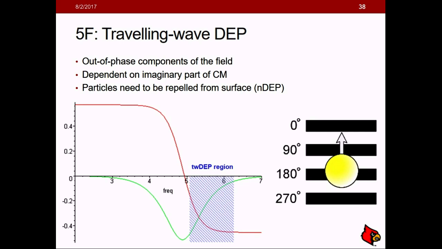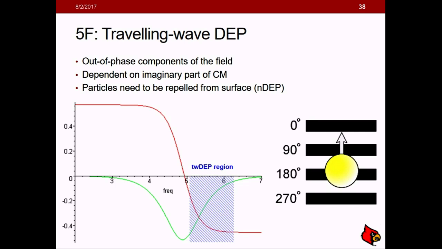So say you want a particle to translate along with the field. First, it needs to be repelled from the electrodes. So you need to have negative dielectrophoresis. And then you need to have a non-zero imaginary part of the Clausius-Mossotti factor. And that will help with its translation. So hence, for this particular configuration, the properties of the particle in the medium, this is your region for traveling wave dielectrophoresis.